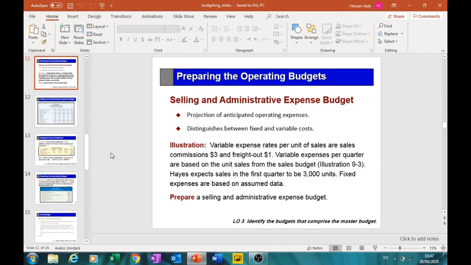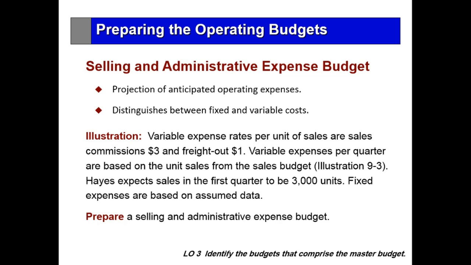Bismillahirrahmanirrahim. Continue our comprehensive example for the comprehensive budget. We reach the selling and administrative expenses budget, which is part of the operating budget. In the previous videos, we finished the sales budget, production budget, direct materials budget, direct labor budget, and manufacturing overhead budget. And we move to the selling and administrative budget.